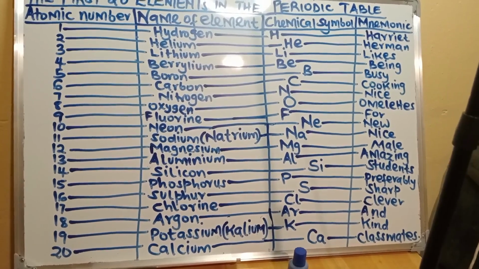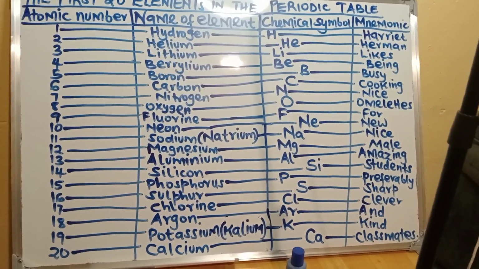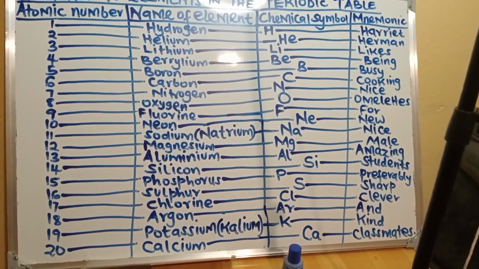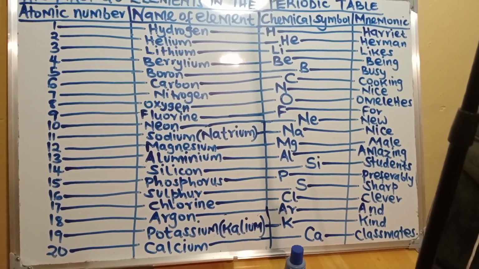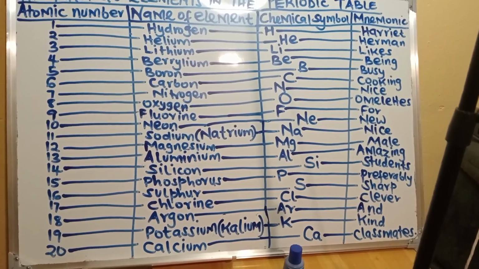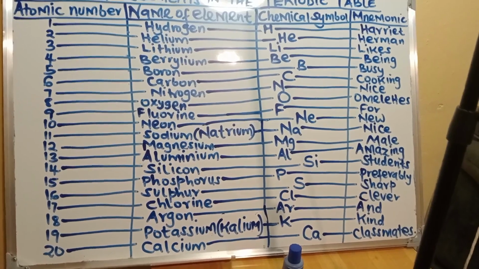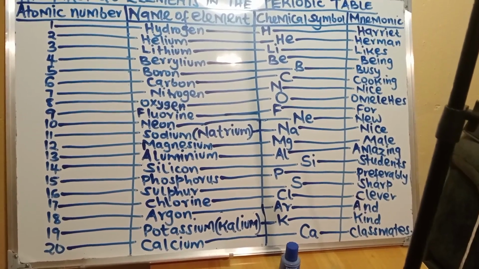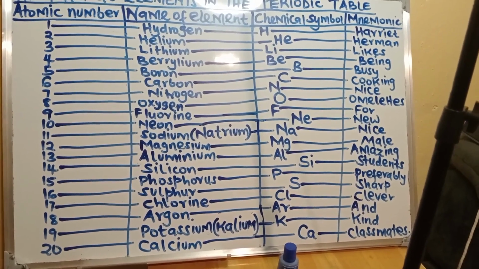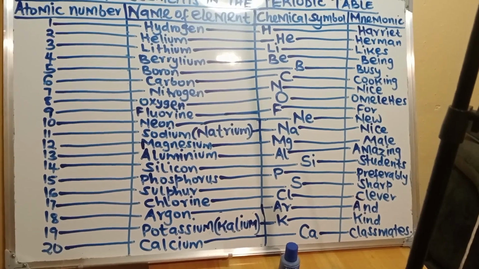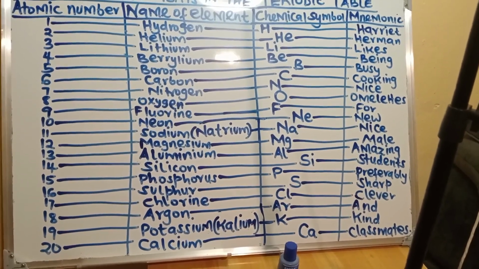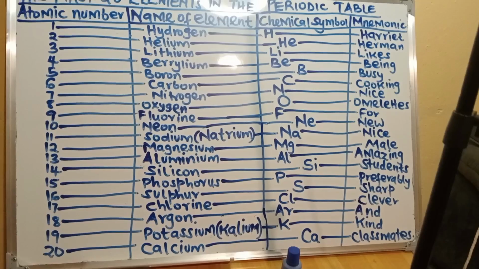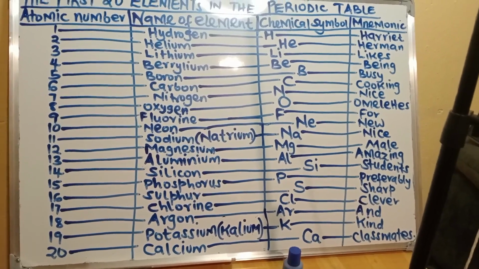For the names of the elements, we have hydrogen, helium, lithium, beryllium, boron, carbon, nitrogen, oxygen, fluorine, neon, sodium, that gets the chemical symbol from natrium, which is the Latin name, then magnesium, aluminium, silicon, phosphorus, sulfur, chlorine, argon, potassium, which again gets the chemical symbol from its Latin name, kalium, and finally calcium.